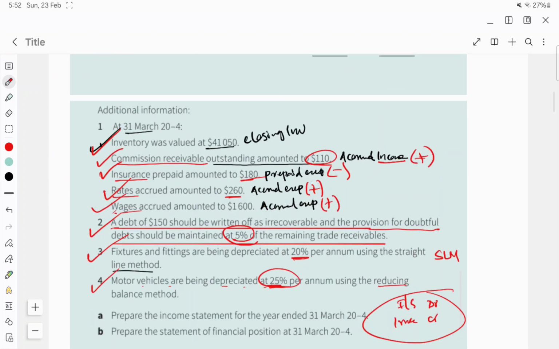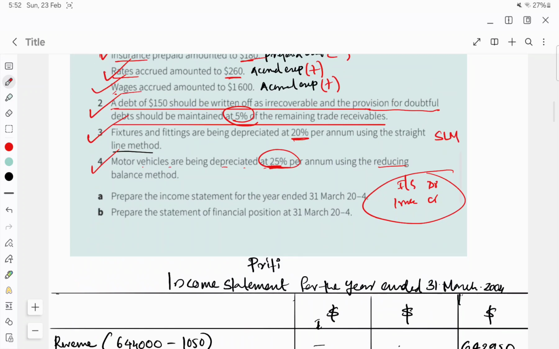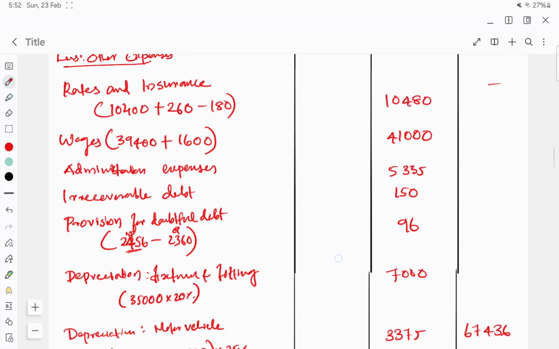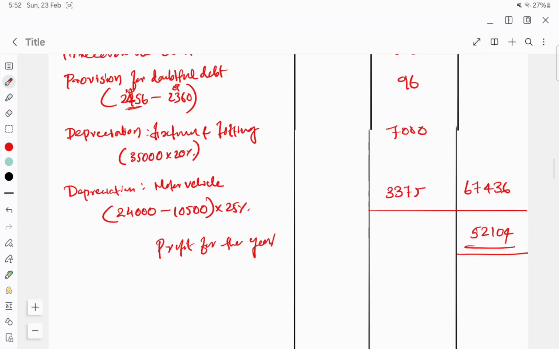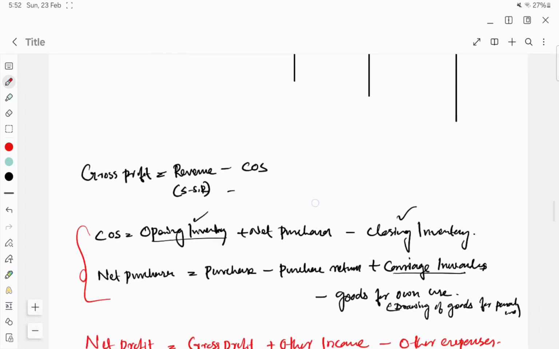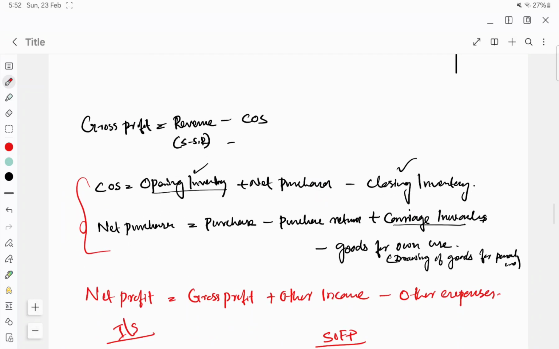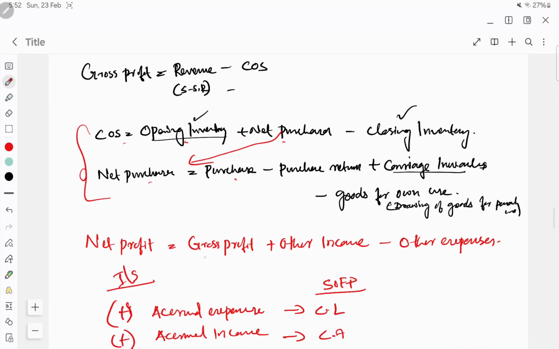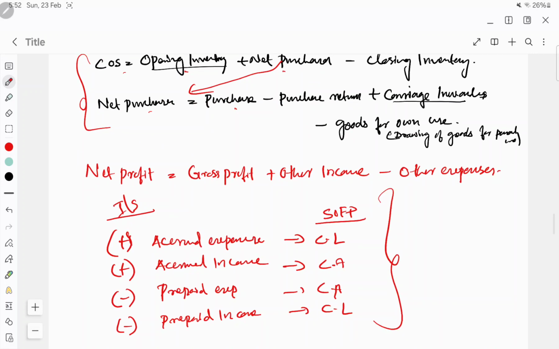So this is the calculation of Preeti's financial statement. The statement of financial position I will do in a separate video, as a continuation of this. So the profit of the year calculation will be like this. Always remember the formulas. Gross profit is revenue minus cost of sales. Cost of sales is opening inventory plus net purchases minus closing inventory. Net purchases will be purchases minus purchase returns plus carriage inwards minus goods for own use. And net profit will be gross profit plus other income minus other expenses. Consider these adjustments also. These are very important for the income statement.